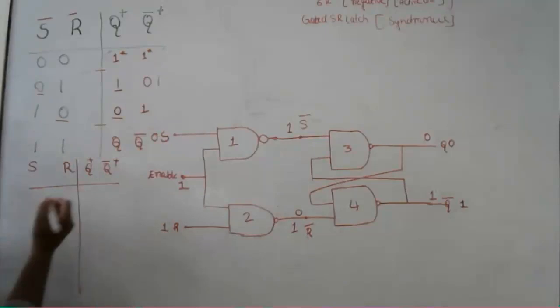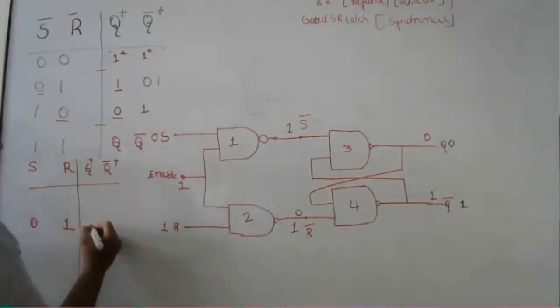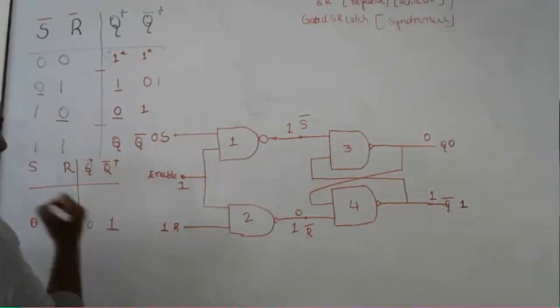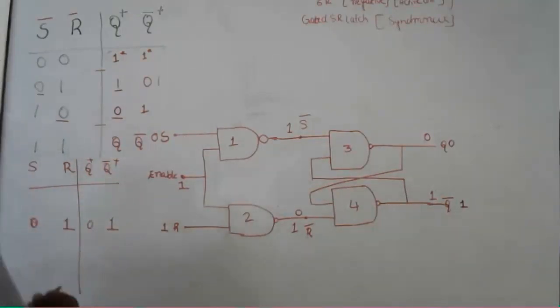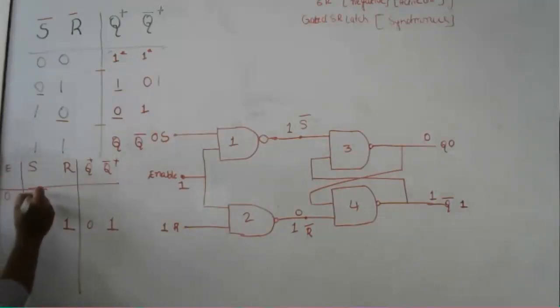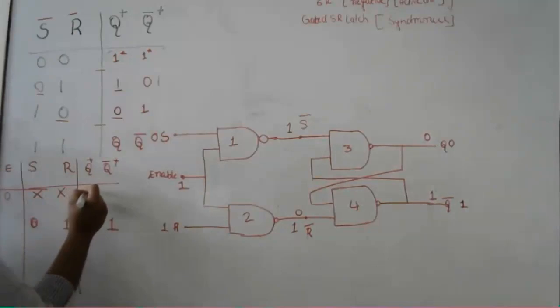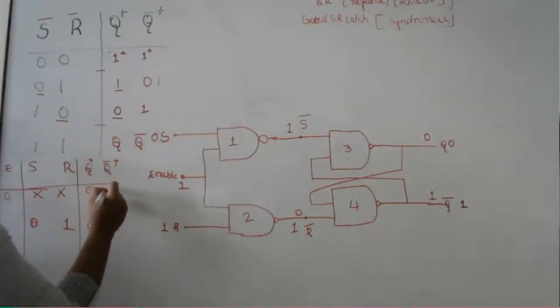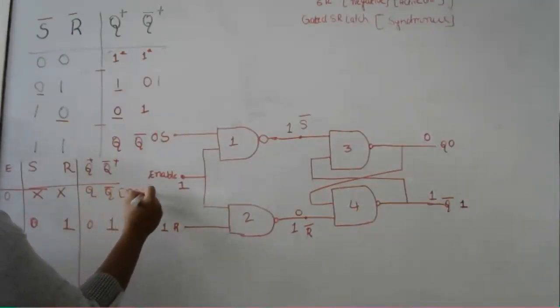So when my inputs are 0, S is 0 and R is 1. I got my output also as 0, 1. Now let us see what happens when I have one more input here, that is called enable. If enable is 0, then whatever the input I am applying, I will be in the no change condition only. So I call it a no change.